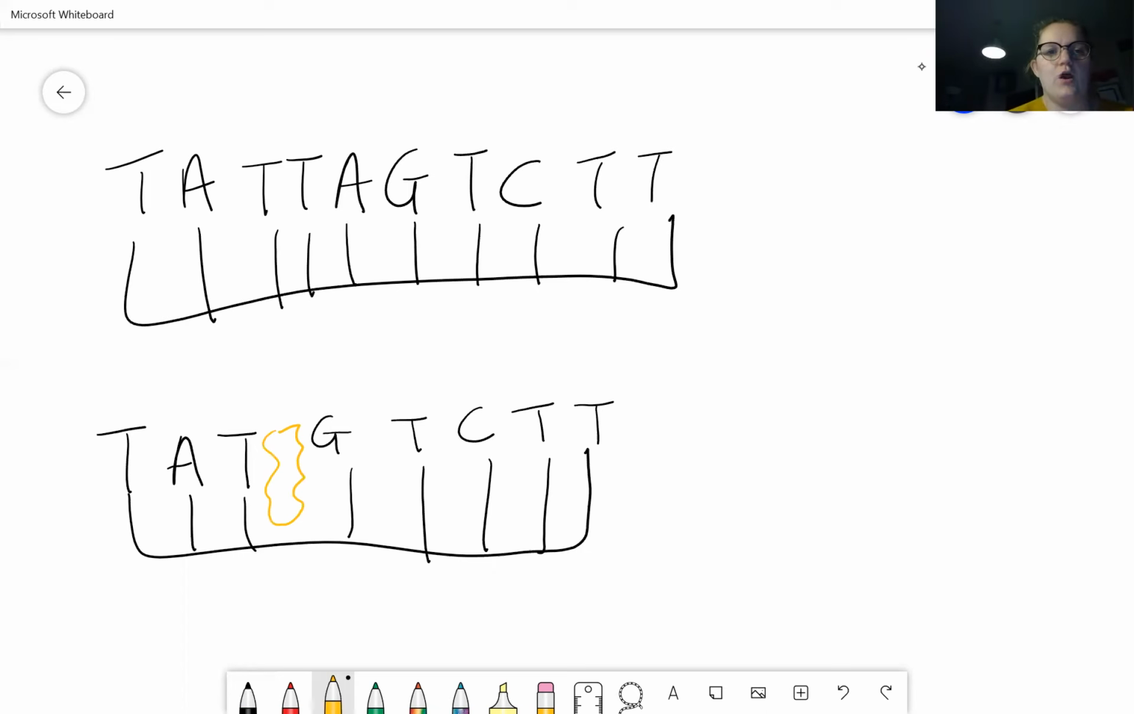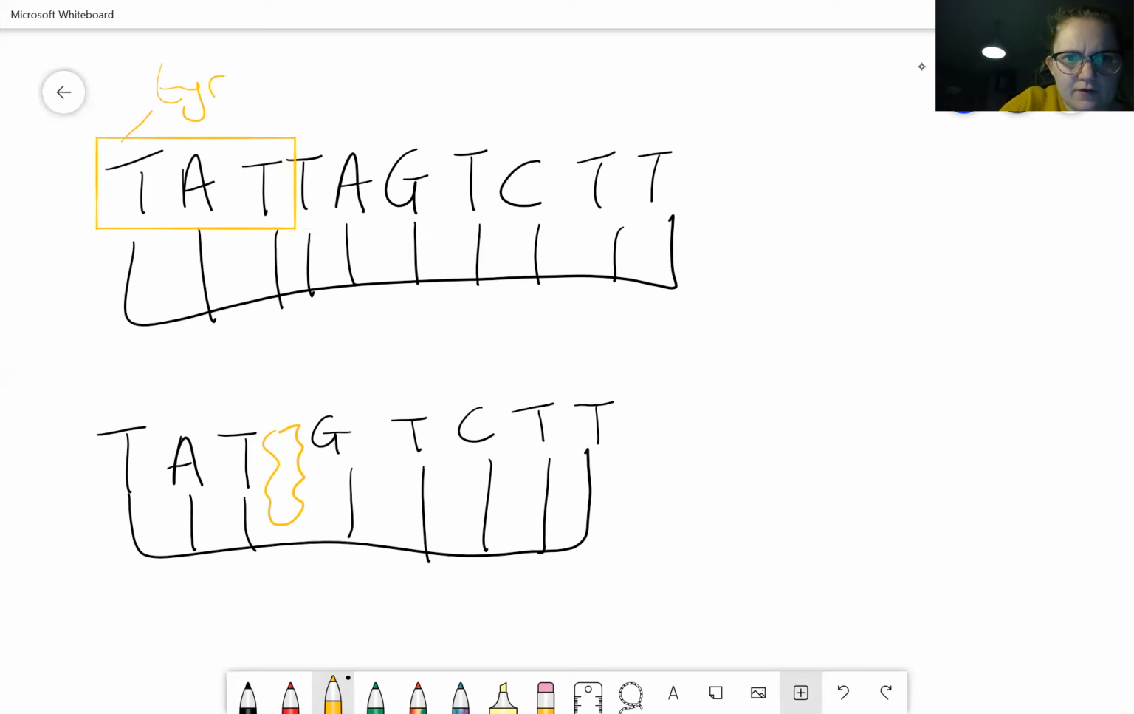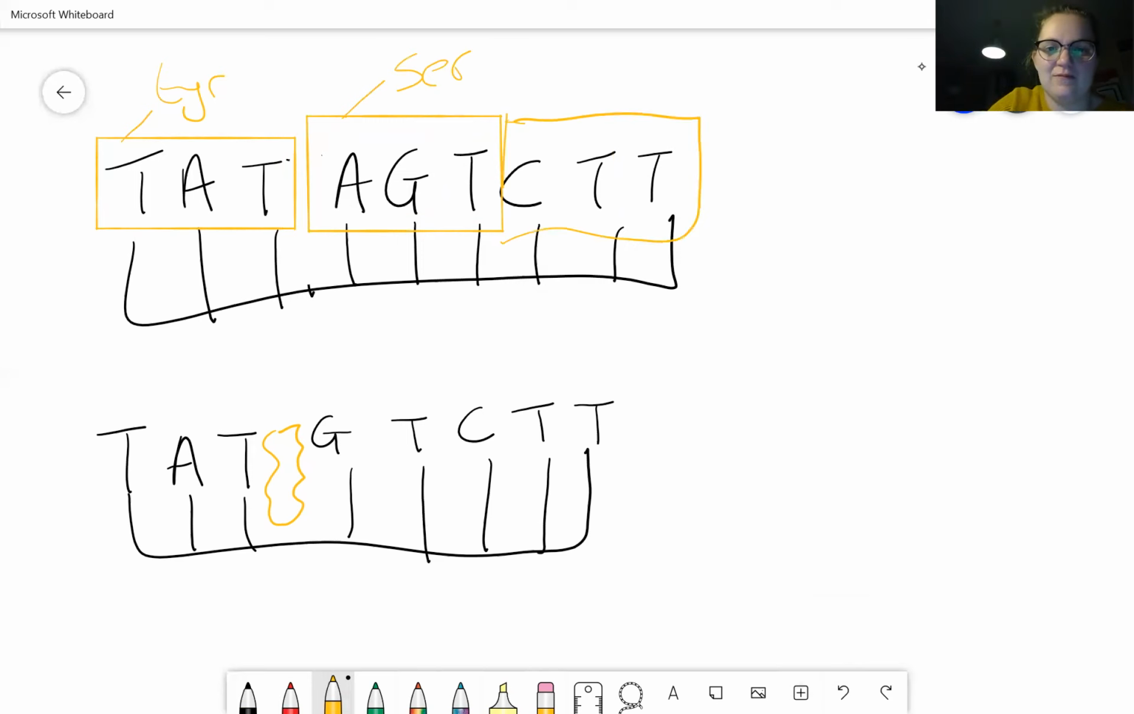So if I codon these off and get the amino acids they code for, TAT codes, like we said before, for tyrosine. TAG codes for serine. I've done that wrong. I've given myself one too many of something. That's fine. Let me just delete something. There we go. AGT, sorry, that will code for serine. And then CTT. CTT is going to code for leucine.